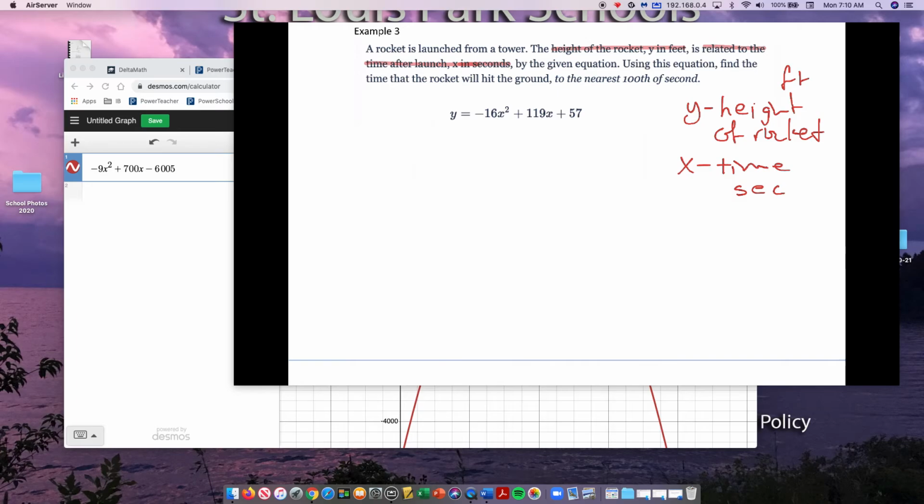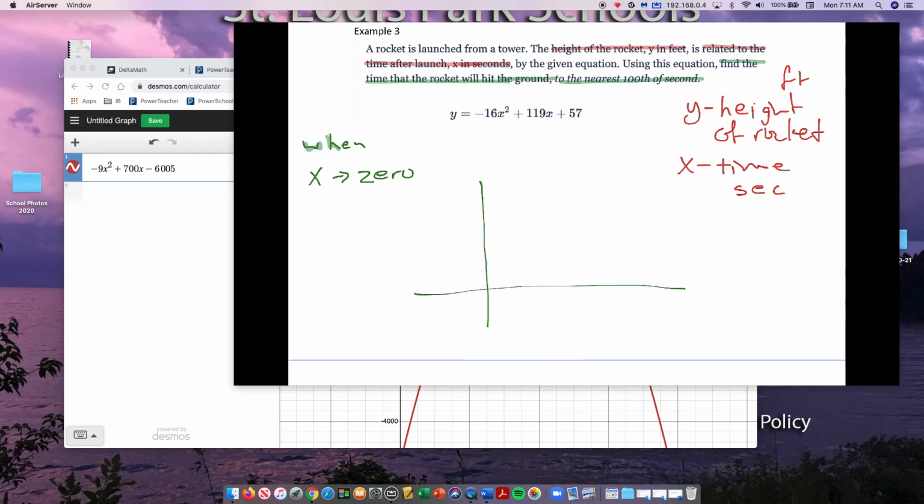So let's see what they're asking us to do. Using the equation, find the time. Okay, so we're supposed to find the time the rocket will hit the ground to the nearest hundredth of a second. Okay, when is the rocket going to hit the ground? Well, if you think about what's going to happen, we're really asked for when the rocket hit the ground. So when is the y 0?